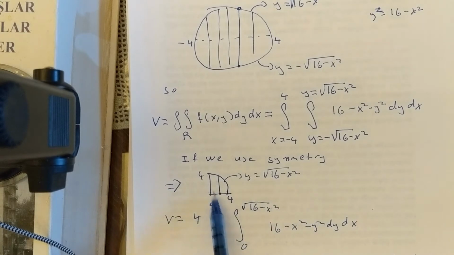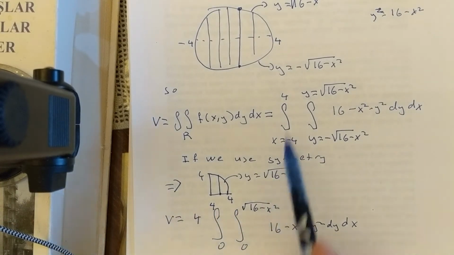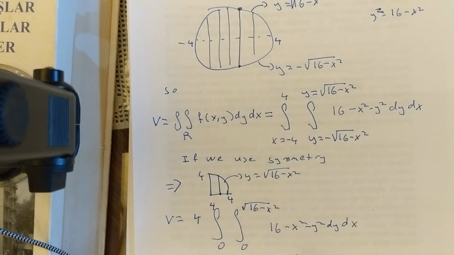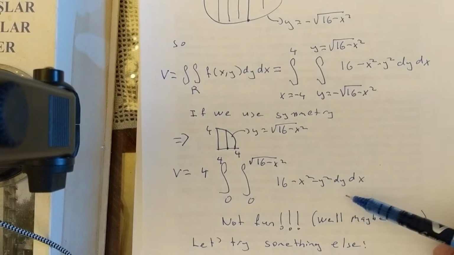So now if I'm scanning this one, well, y goes from 0 to 16 minus x squared, and x goes from 0 to 4. There would be four of these quadrants to make the full circle, so I can multiply by 4. Okay, so this looks less scary, and I'm still going to have to integrate the same function.